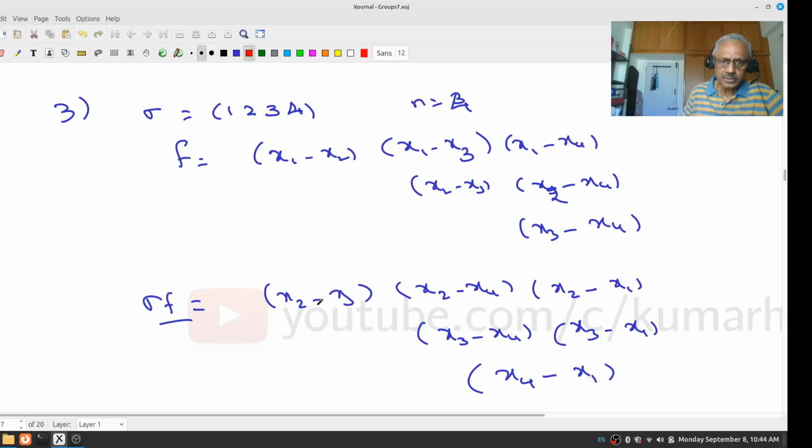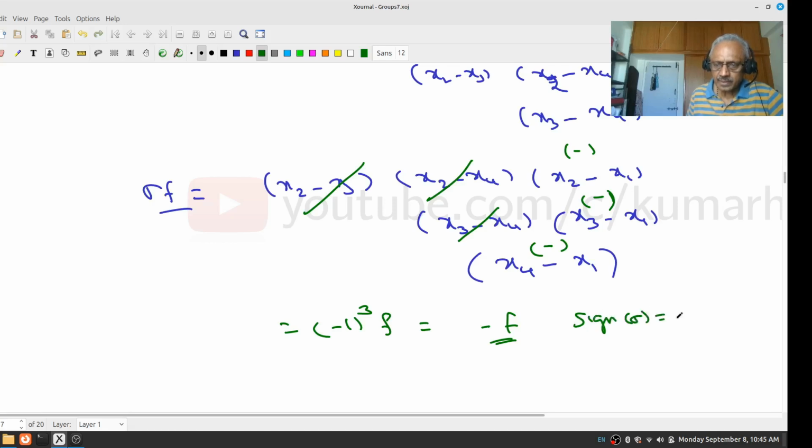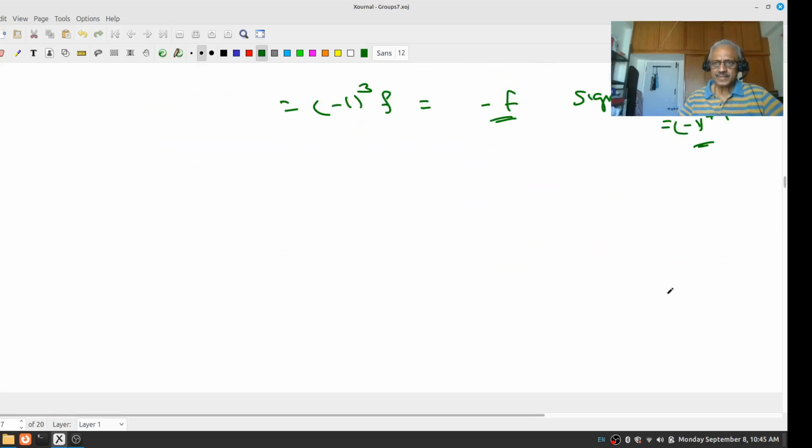Now let us tick off. Everything which appears the same way, I will cross with a green sign. So x2 minus x3 is okay, x2 minus x4 is okay, x3 minus x4 is okay. Then what happens? x2 minus x1 introduces an inversion. x3 minus x1 is an inversion. x4 minus x1 is an inversion. Therefore, this is going to be minus 1 to the power 3 times f, that is minus f. Therefore, the sign of sigma is minus 1. But I want you to notice that it is nothing but minus 1 to the power 3. Okay? We will understand why it happens.